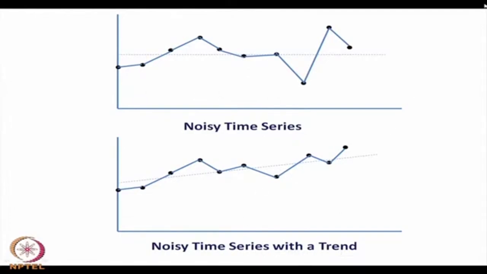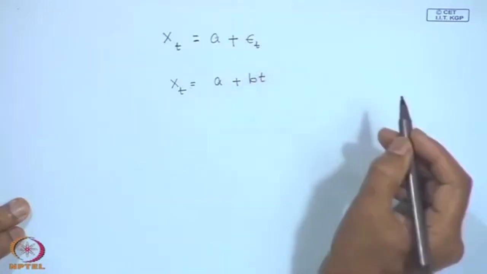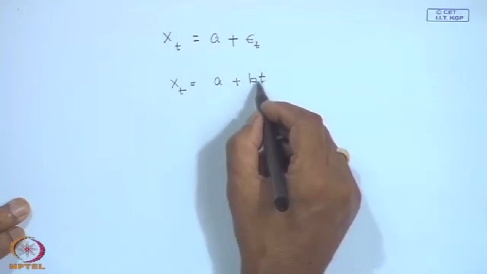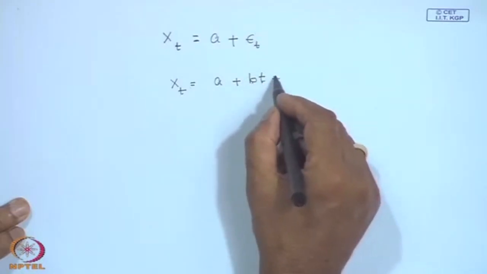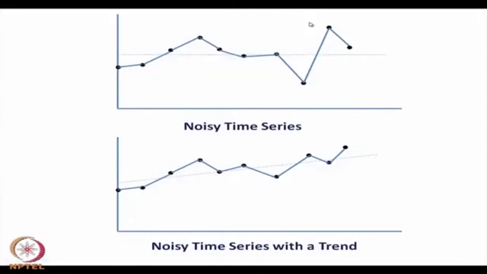It means that in the second time series, we have the time series x t expressed as a constant A plus a long term trend B t, with its coefficient B, plus there is a random noise epsilon t. Thus, this is the equation of A plus B t, and superimposed on that is random noise. Therefore, the actual values fluctuate around this.